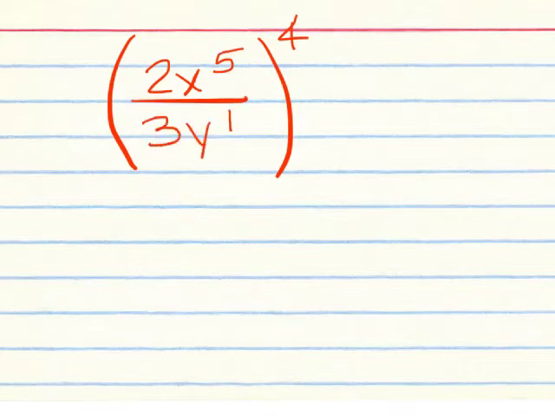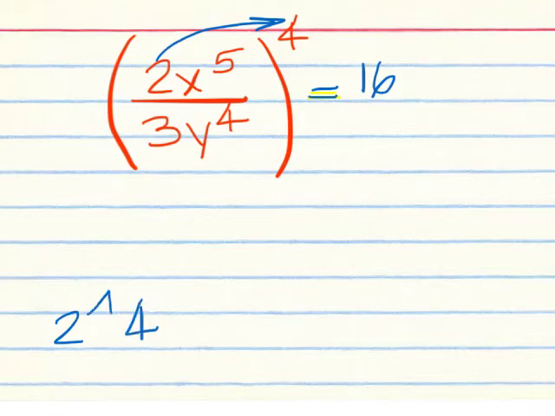Practice problem is the quantity to the fourth power of 2x to the fifth over 3y to the fourth. Solution for the practice problem: you must find 2 to the fourth. Here's the 2. You're raising it to the fourth power. 2 to the fourth power is 16. On your calculator, if you want to find that, type in 2, hit the caret button, and then 4. You'll come back with 16.